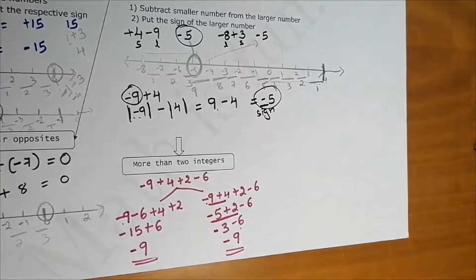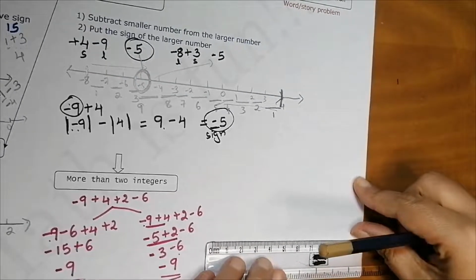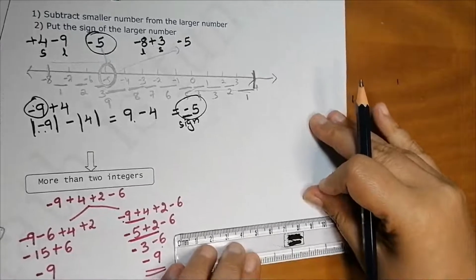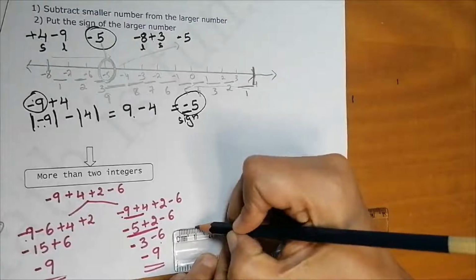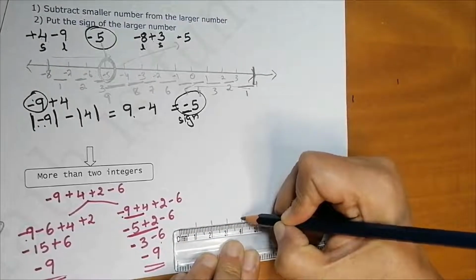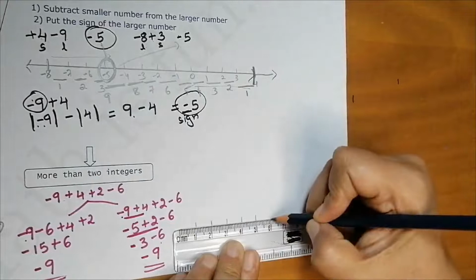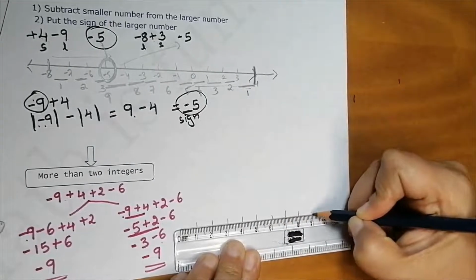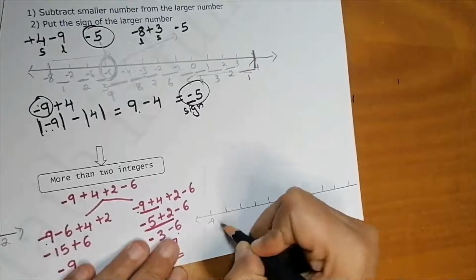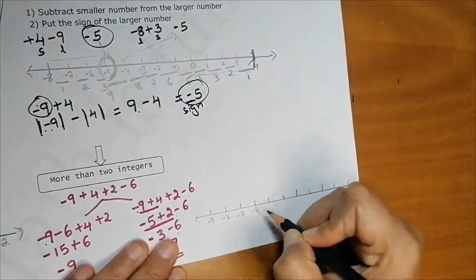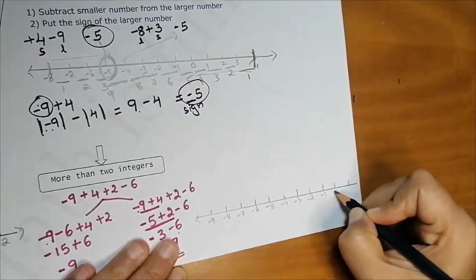Okay, let's try and do this same thing on a number line, okay? So I'm going to start here. I hope this is visible, right? So let's start from here. This is minus 9, minus 8, minus 7, minus 6, minus 5, minus 4, minus 3, minus 2, minus 1, 0, 1.